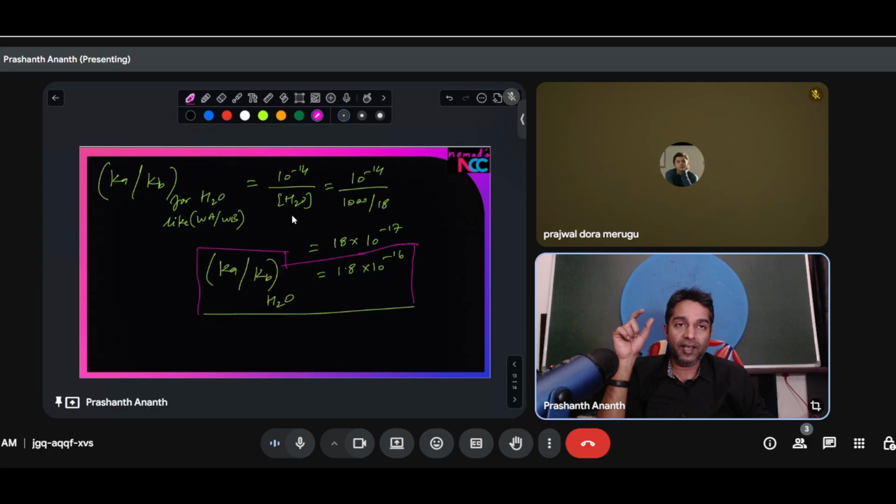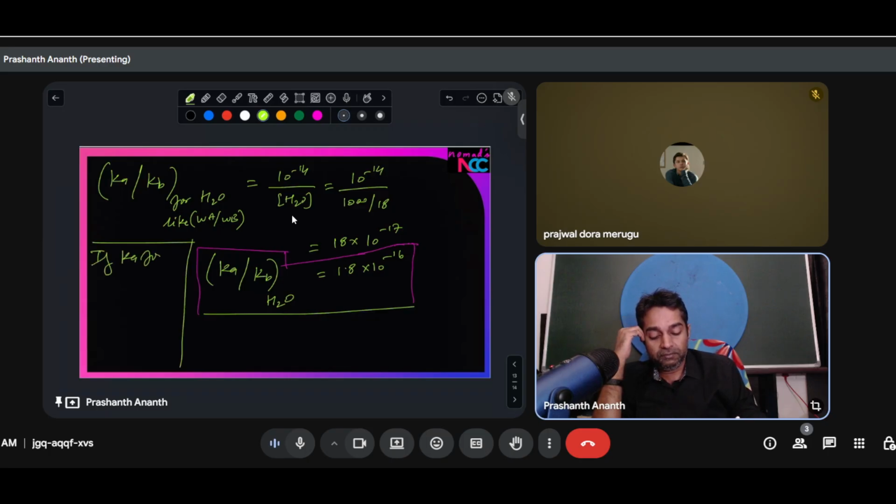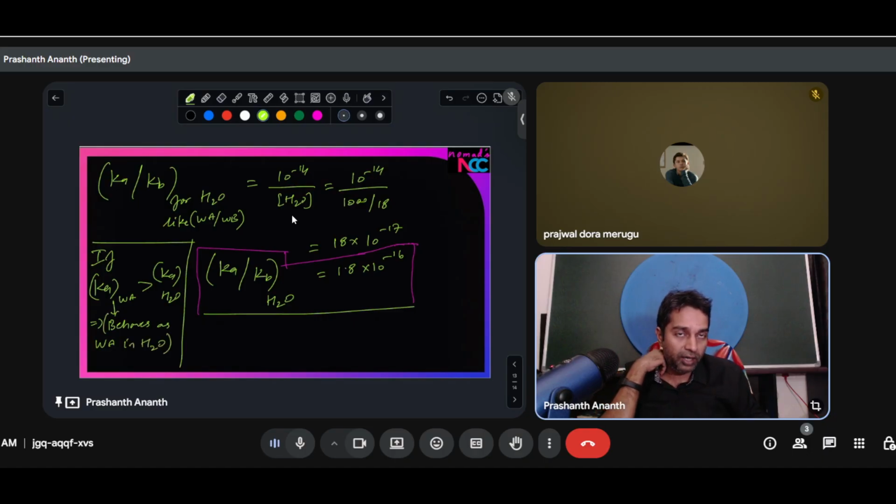So when you want to compare, say, which will behave as a base in water or which will behave as an acid in water, how do you decide? The way to decide goes like this. I'll put it mathematically, that will be easier. If Ka for a weak acid is greater than Ka of water, it implies this guy behaves as an acid with water, or behaves as a weak acid in water. If it is not, it cannot behave as a weak acid.